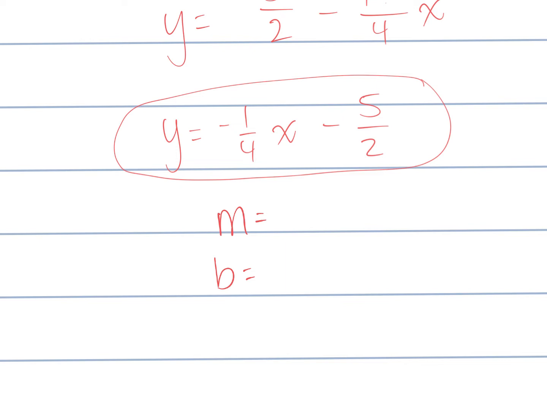What is the value of m here, guys? Addison? I love it. Negative 1/4. And that is the same as what? Alec? 0.25, negative 0.25. And I can call that what? What did we just find? The slope.